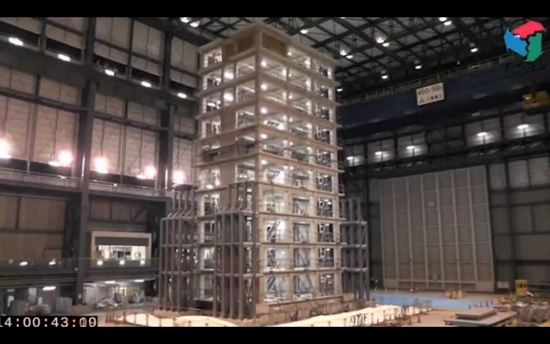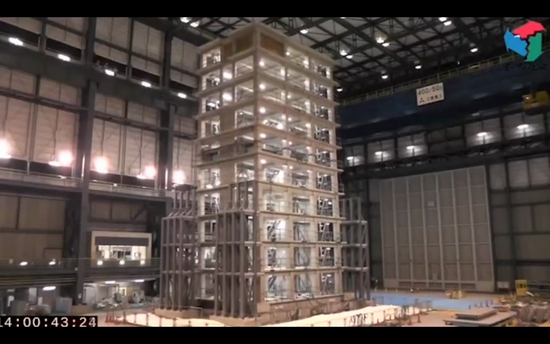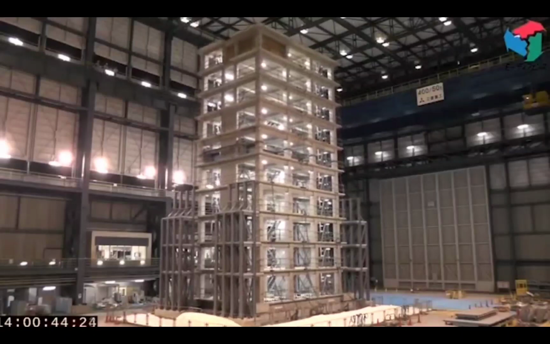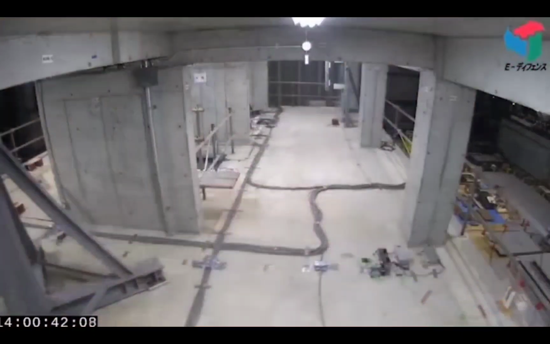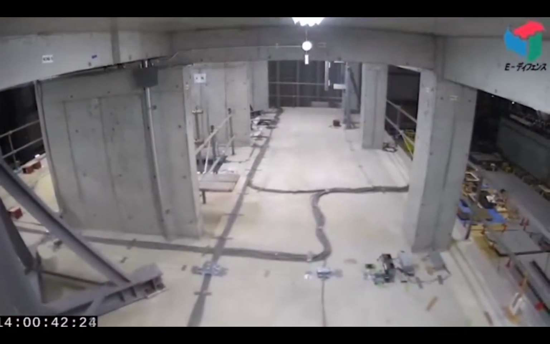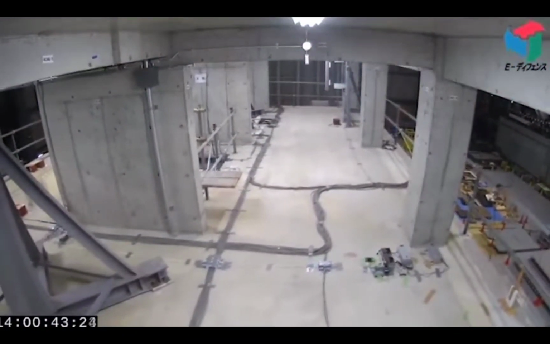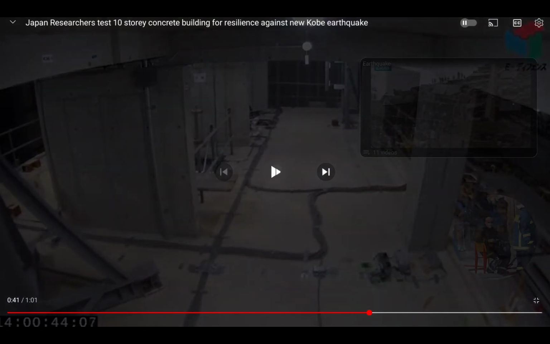Researchers found fallen debris in several cracks, with weaknesses concentrated around where the pillars are.